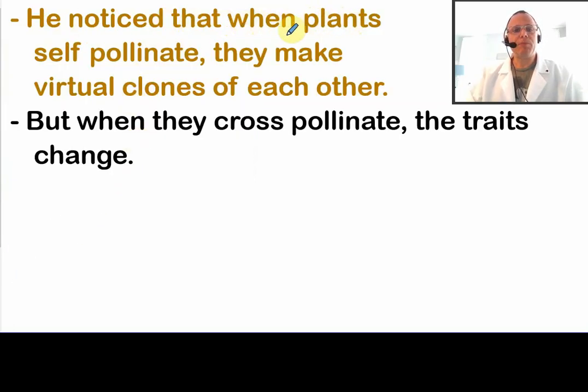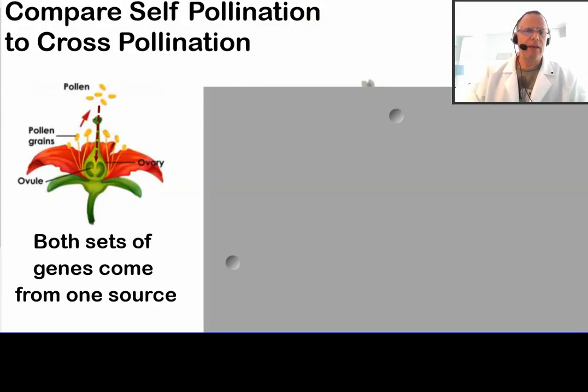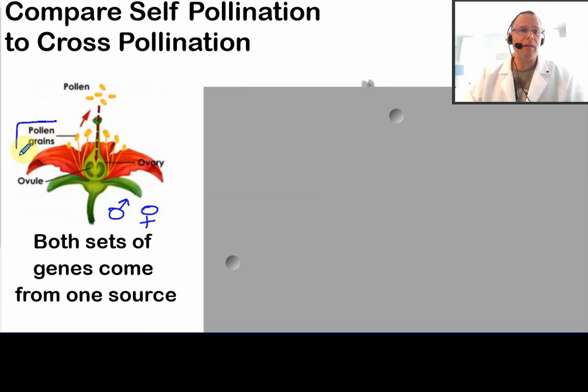He noticed that when pea plants self pollinated, they make virtual clones of each other. But when they cross pollinated, the traits change. So I think we need to know a little bit about what self pollination versus cross pollination means. And we actually need to know a little bit about a flower itself. So plants have both sets of genes come from one source. So that means that the plant is both a male and a female at the same time. It has male parts and female parts. And here they are, pollen grain.